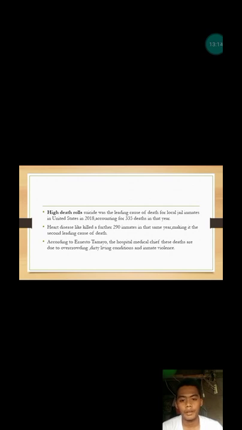According to Ernesto Tamayo, the hospital medical chief, these deaths are due to overcrowding, dirty living conditions, and inmate violence. That's why there are a lot of inmates with high death tolls.